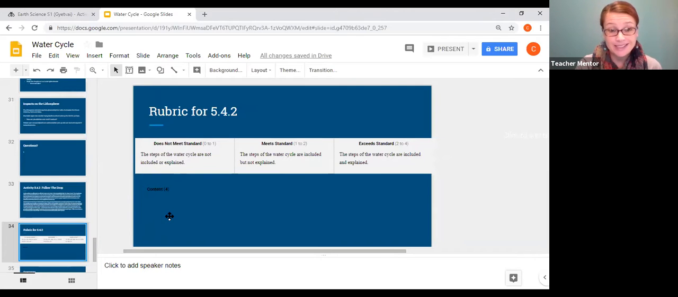If it does not meet the standard, that means that the water cycle steps are not included or explained. So maybe we have only included infiltration, runoff, and condensation. Okay, there's a lot more to the water cycle than that, but maybe I have just said those three and just named them.